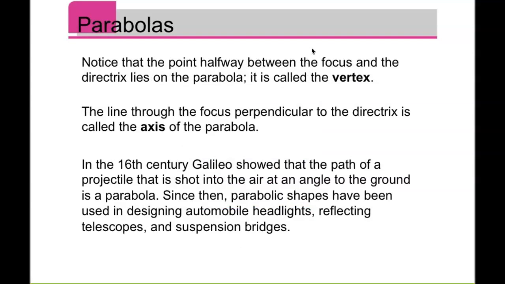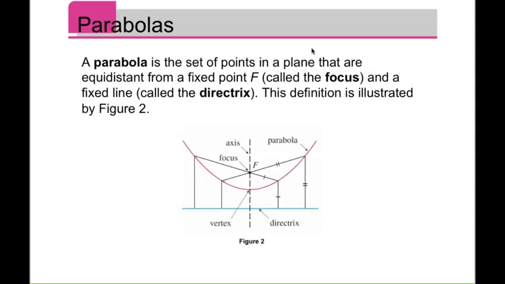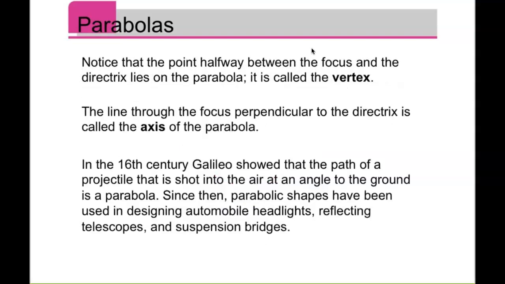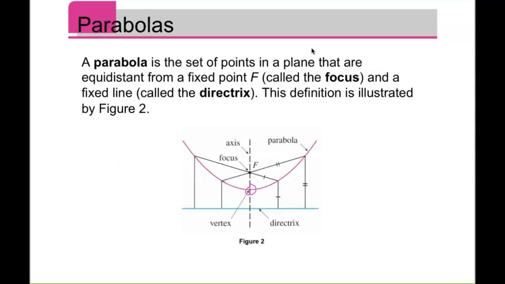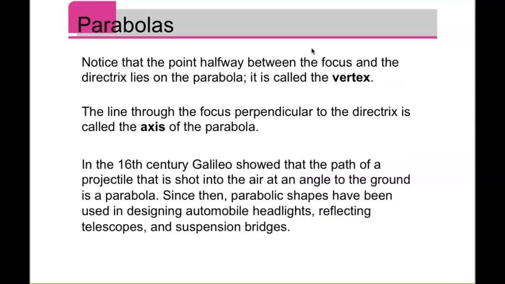All right, so the point halfway between the focus and the directrix is called the vertex. That's that guy right there. And the line through the focus perpendicular to the directrix is called the axis of the parabola. So I'm talking about this guy. In the 16th century, Galileo showed the path of a projectile is parabolic, which you guys did an entire junior year project on. I'm sure you're familiar with projectiles in motion.